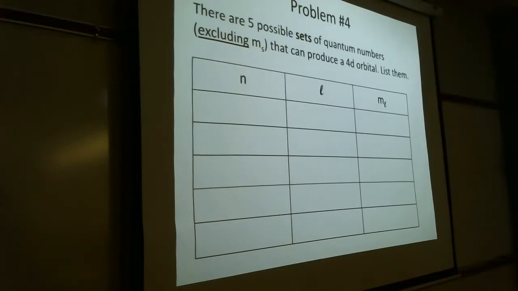So think about it. See if you can come up with the 5 sets, excluding m_s, so technically this is not a full set, that can produce a 4d. And if this is stretching your brain in directions that don't feel great, I posted problems on this on the course website in the practice problems folder, and the answer key will be there too. There are ones where I give you a set and say, is this a valid set? And you say yes or no and why. Interpreting those sets will definitely help you get good at this, because if you can interpret a set, then you definitely know your rules.